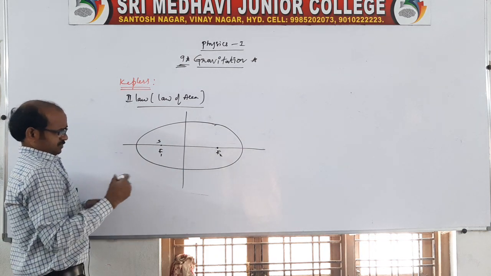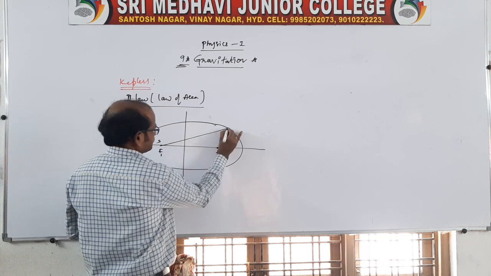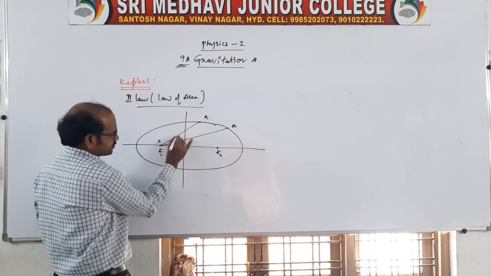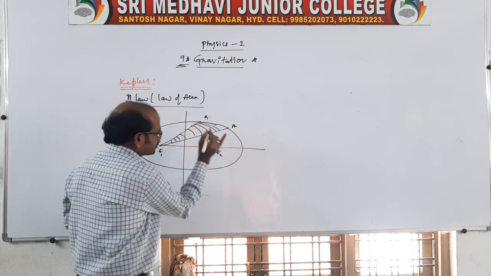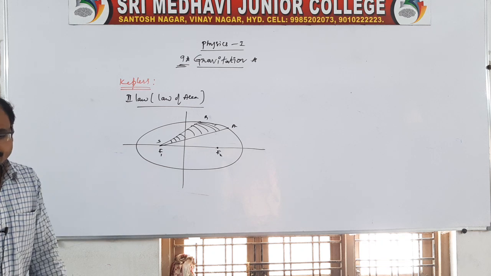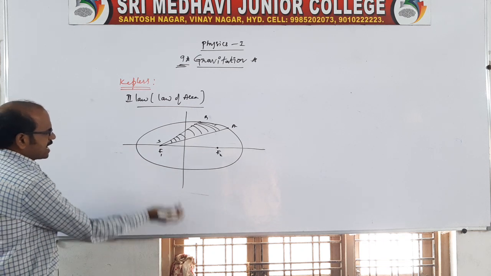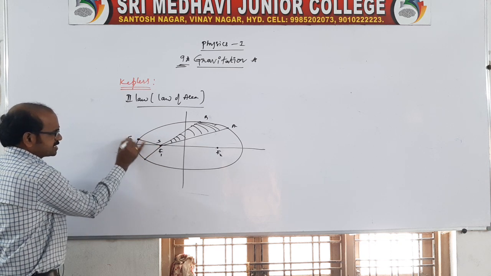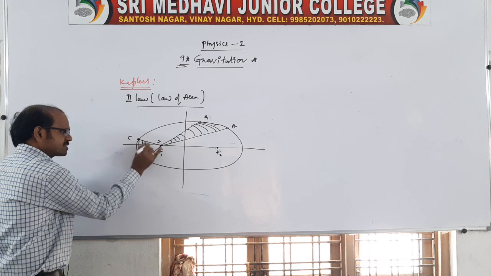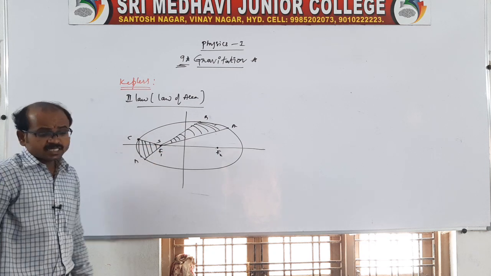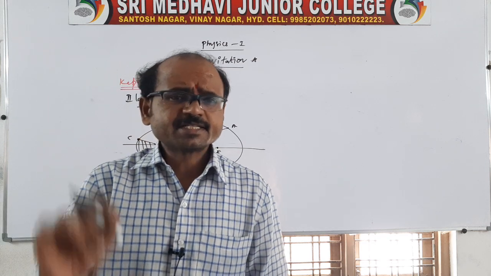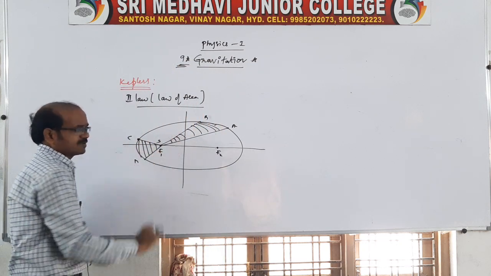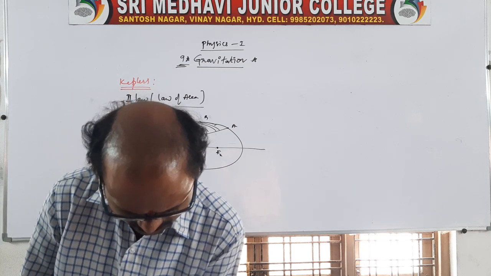When the planet is at a distance like this, the planet which is moving from A to B covers an area. It is the area swept by the planet. When it is at the far point, at a long distance, and when it reaches the close point, C to D, the areas are equal. The area swept by the planet when it is at a long distance and when it is at the closest distance, these areas are equal.